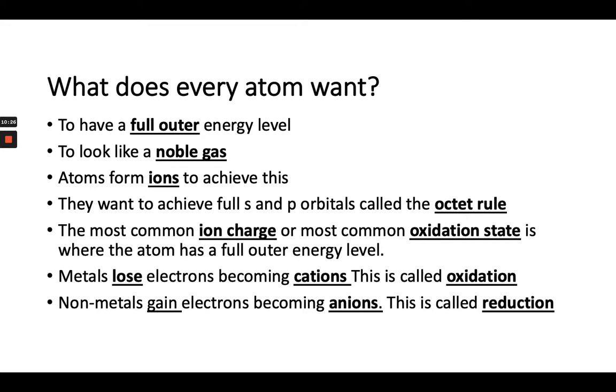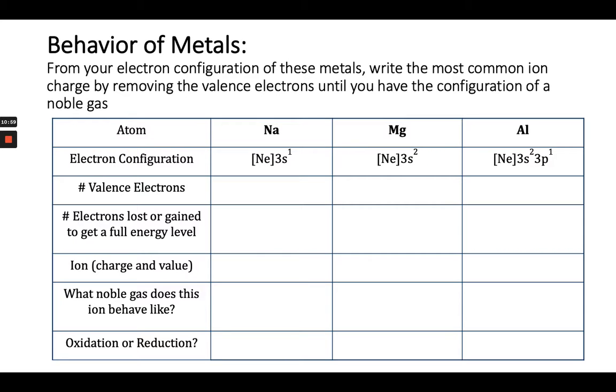The most common ion charge, or the most common oxidation state, those two words are interchangeable, is where the atom has a full outer energy level. So an atom will not just form any old ion. It forms a specific ion because it wants to get that octet. Now, metals lose electrons, becoming cations. Cations are positive, remember? If you lose something negative, you become positive. This is a process called oxidation. Nonmetals gain electrons by becoming anions, and this is a process called reduction. So we're going to fill in and talk a little bit about the behavior of metals versus nonmetals.